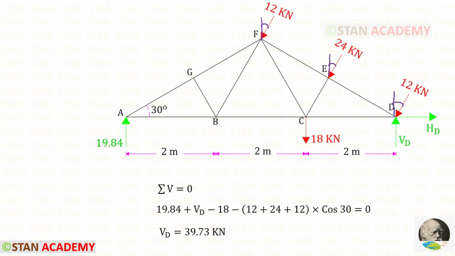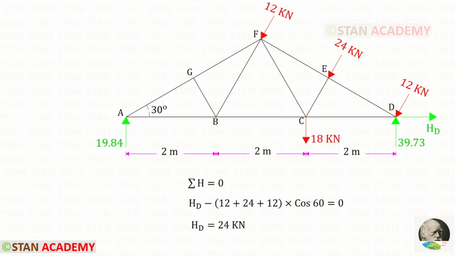We know that these loads are perpendicular to DF. In this case, if this angle is 30, this angle also should be 30. When we resolve, these three loads will be acting downwards, so it will be negative. Then we can add all of them and then multiply with the cos 30. In this way, for VD, we will get 39.73.